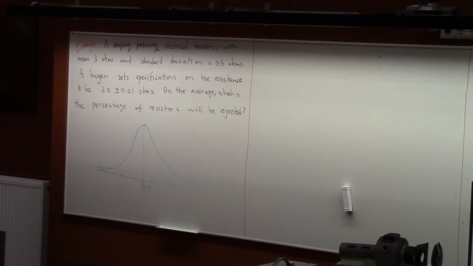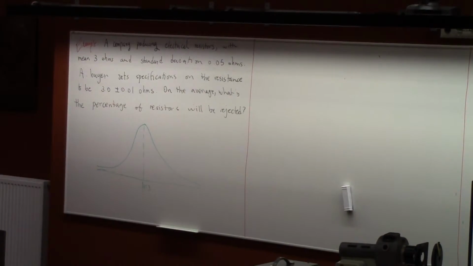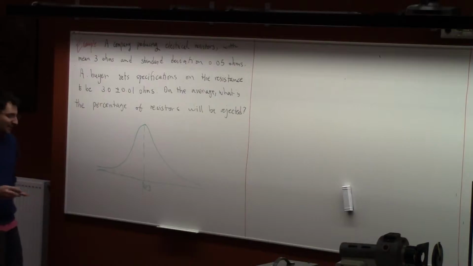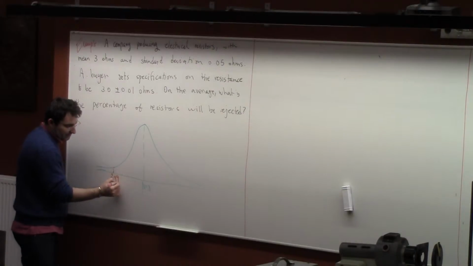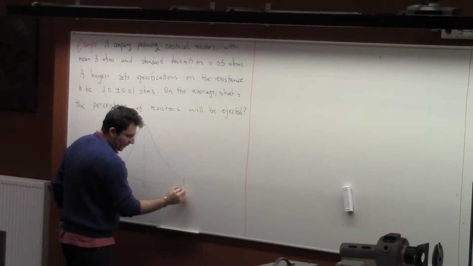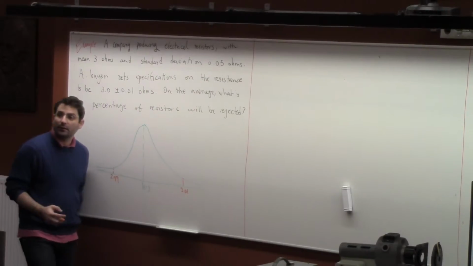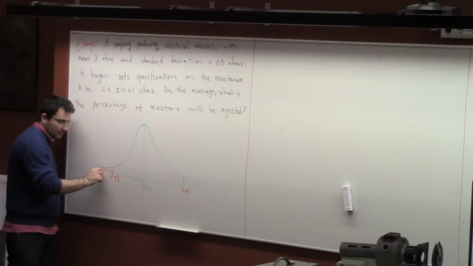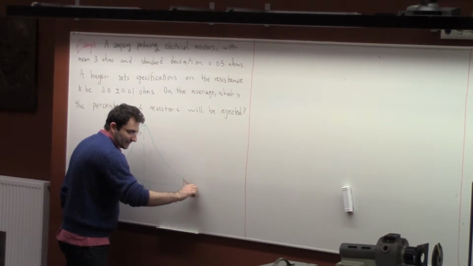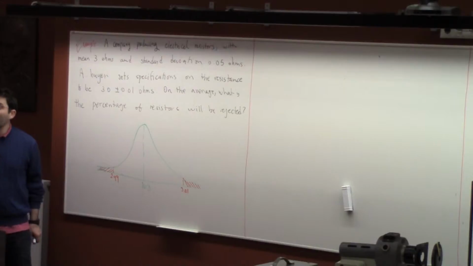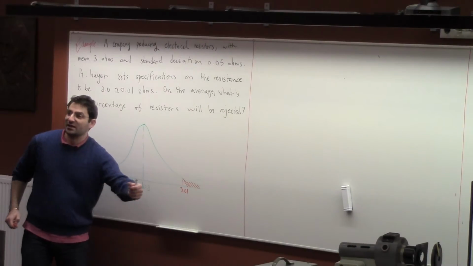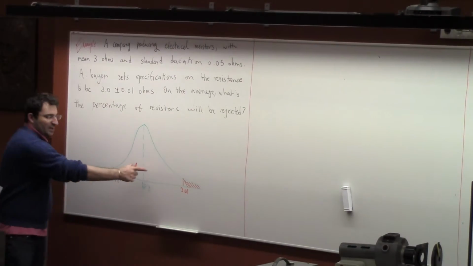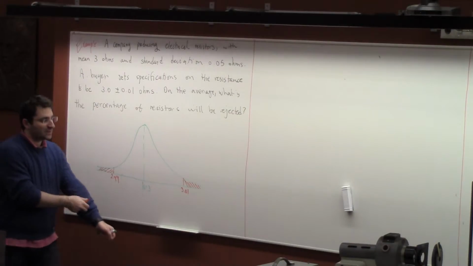Now, we have this distribution, the mu is equal to 3, right? And the buyer will reject if we are at 2.99 or 3.01. Less than this or greater than this. So in other words, I have to calculate the probability of the shaded area. Because if I am in this region or in this region, the buyer will reject it. Within this region, I'm alright.